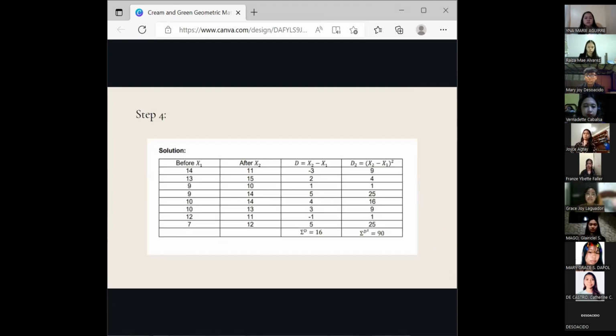And in step number 4, the table, nandito po yung mga data sa pagkuha ng difference. So, as you can see in the third column, sa pagkuha po nito, ima-minus po natin ang second column sa first column. Then, sa pagkuha naman po ng fourth column, ito naman po ay squared lang po ng third column.